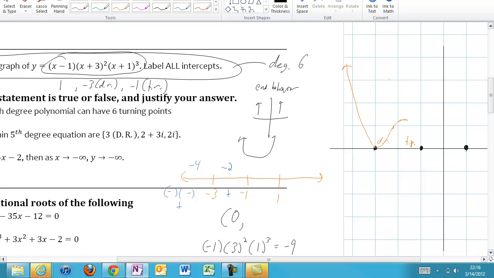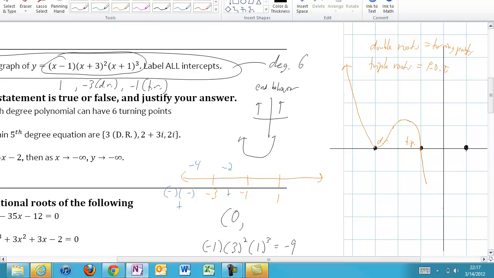Now, if double roots are turning points, then triple roots are points of inflection. So I'm going to come down, and I'm going to hit this squarely and just end right there. Boom. Straight down. And now I'm going to change concavity. So we're going to go concave down.